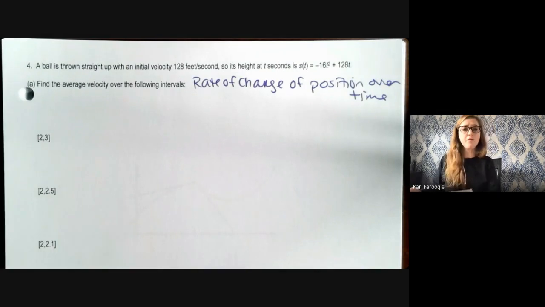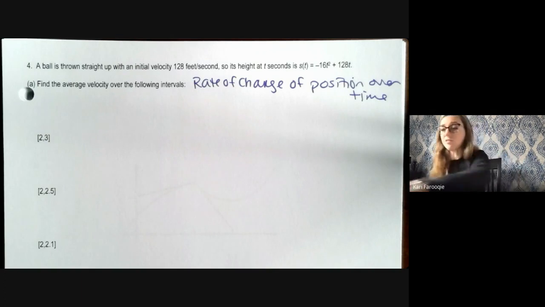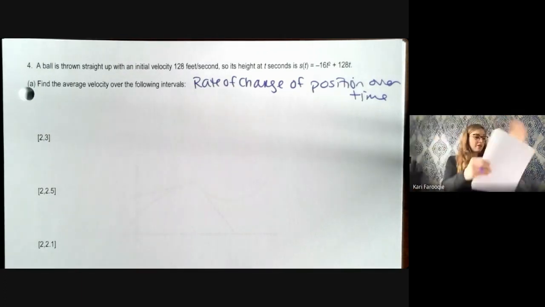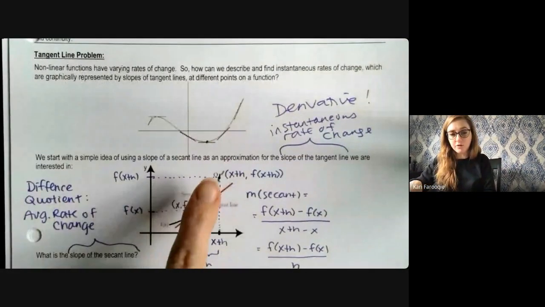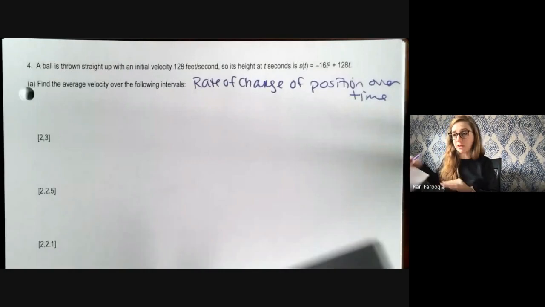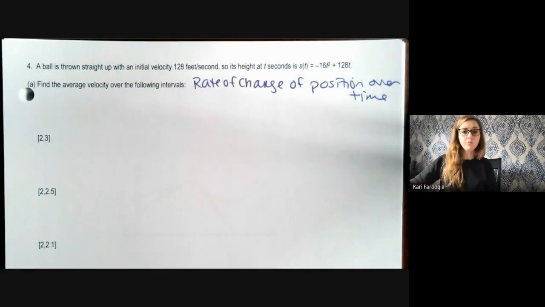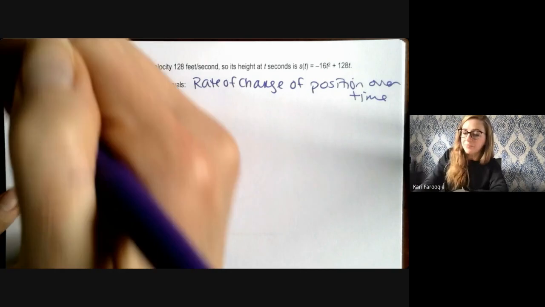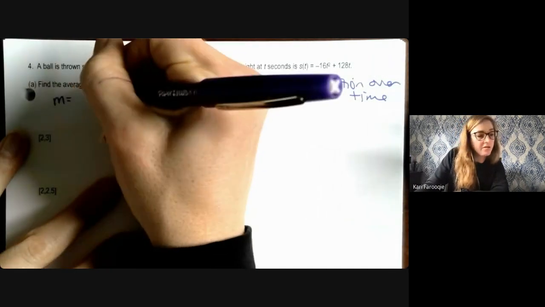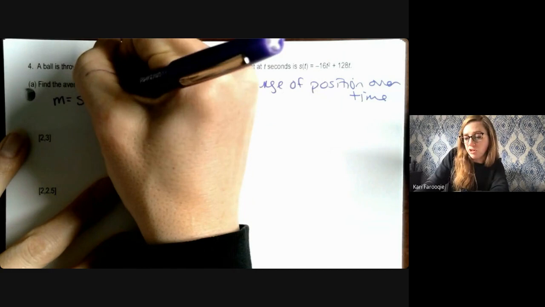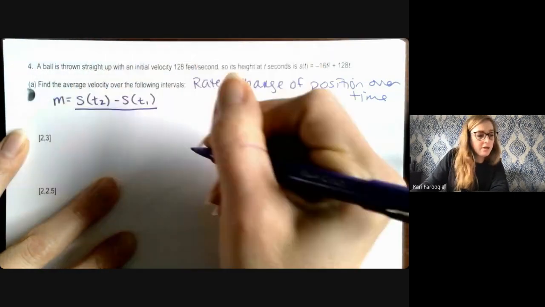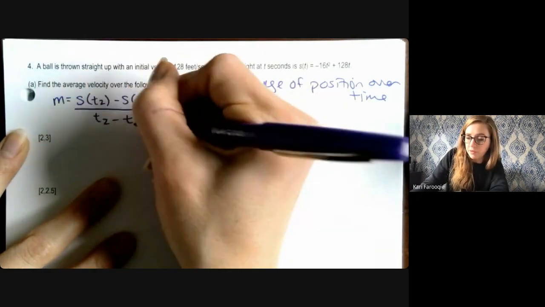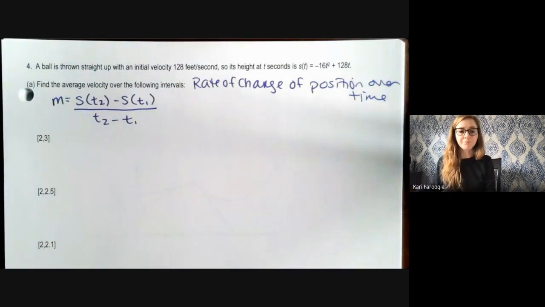So if you're finding average velocity, remember that the average velocity, going back to that first page, was the average rate of change. And the average rate of change is just being represented by the difference between those values, that slope for your secant line. So what we're going to do is just find those slopes. So we'll say that m is just your position function at t sub 2 minus your position function at t sub 1, divided by t sub 2 minus t sub 1.